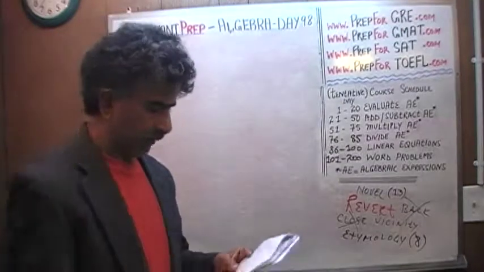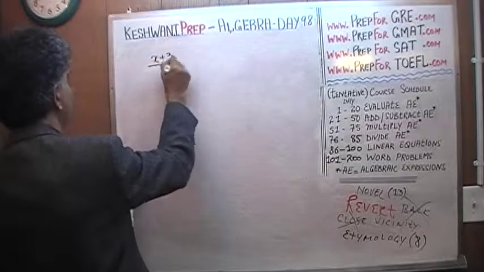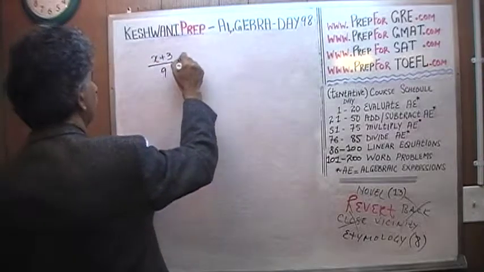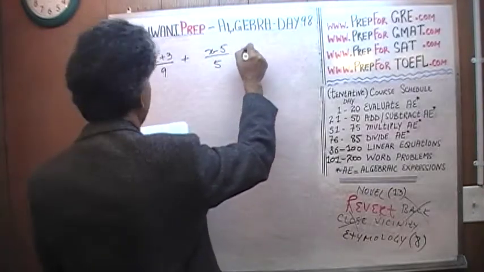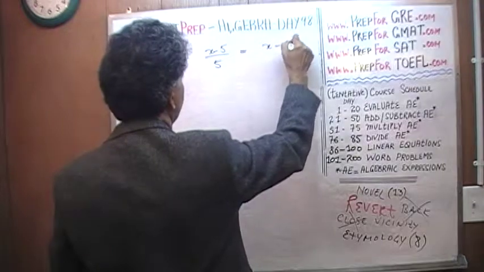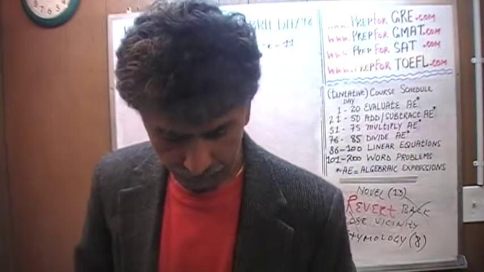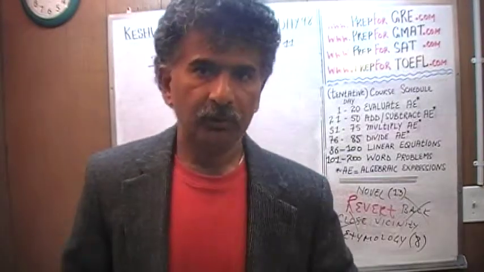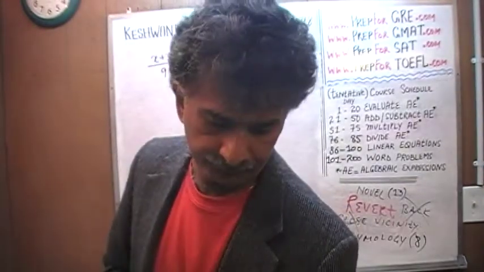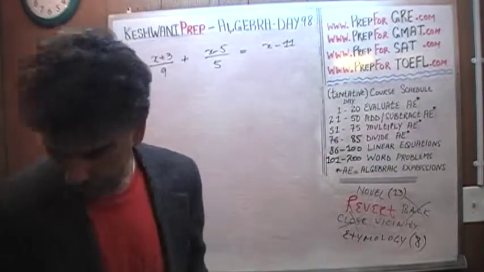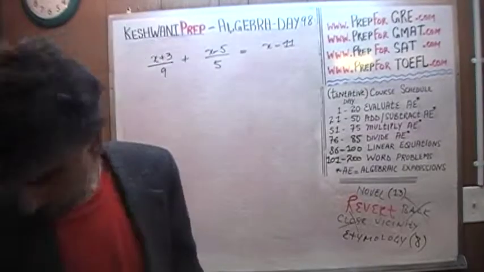The equation that we have for today looks something like this. X plus 3 over 9 plus x minus 5 over 5 equals x minus 11. That is the equation that is given to us. Our job is to decipher what value of x must it be that will make this equation tick. Yes, I know sometimes I come up with original ones, don't I? So let's do that, alright?